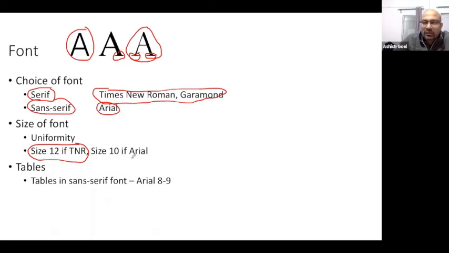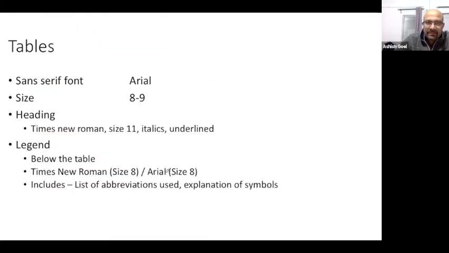And if you are using Arial font for a general manuscript, 10 works good. Whereas if you are putting in a table, then Arial font size probably 8 or 9, depending upon the amount of text you want to place in your table, works best. So when you do the tables, generally use the Arial font, size 8 to 9.